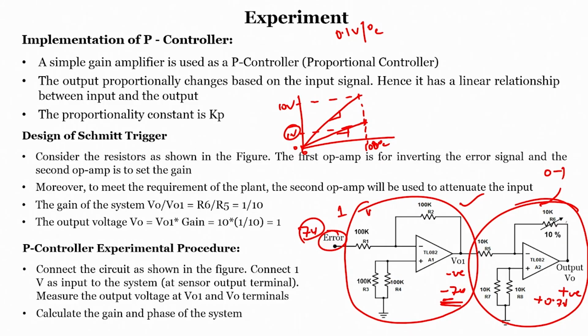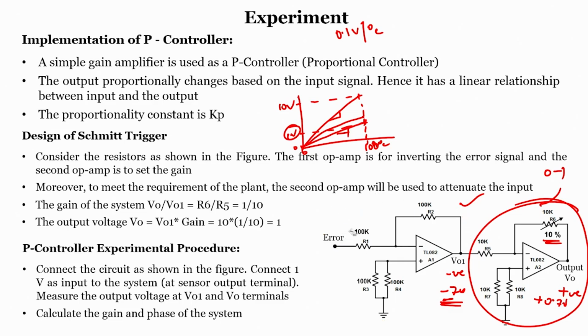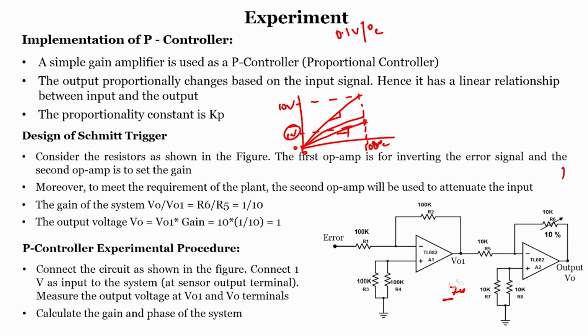So, we can even change the gain. Suppose that even if it is 7 volts, if we need a higher value, we can change the gain by changing the R6 resistance value. Whether we need the same scale or a different scale can be completely understood by changing the gain value, right. So, this is our signal conditioning circuit as well as the implementation of a P controller using an operational amplifier.